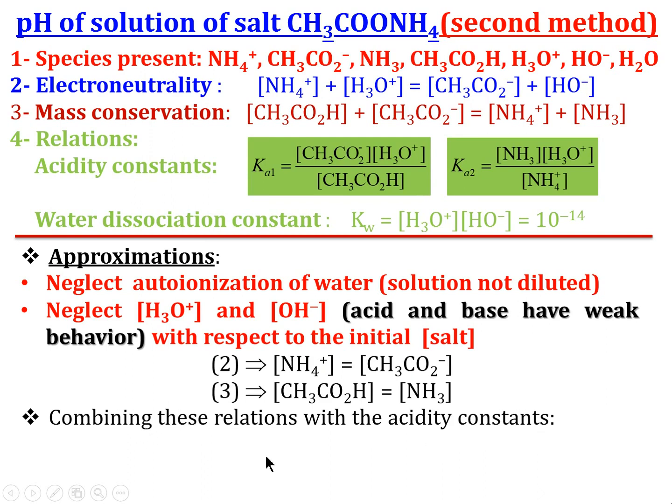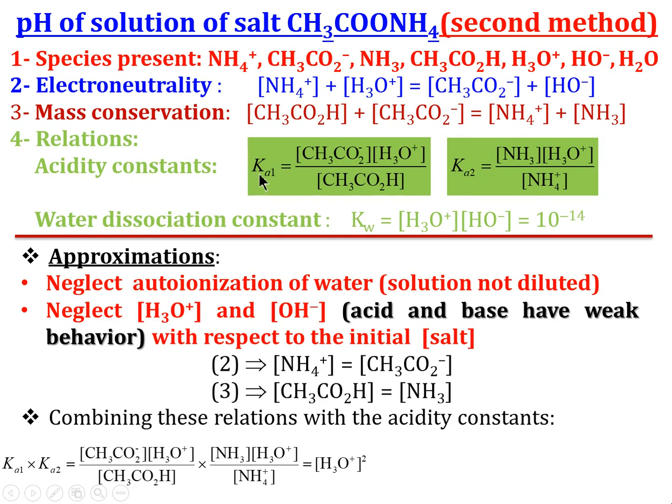Combining these two relations, we will obtain Ka1 times Ka2 equal to acetate times H3O+ divided by acetic acid, times NH3 times H3O+ divided by NH4+. Simplifying by NH4+ and acetate, NH3 and acetic acid, we obtain Ka1 times Ka2 equal to H3O+ squared, and therefore the pH equals half of pKa of couple 1 plus pKa of couple 2.